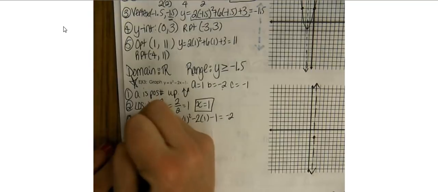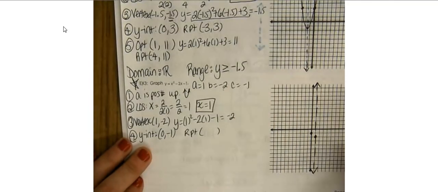Step number 4, I need to identify my y-intercept. And my y-intercept is located at 0, comma, c. And my c value is -1. So I'm going to go to where 0, -1 is, and I'm going to plot a point. And now I need to identify an RPT. That's my reflection point. So 0, -1 is 1 unit away from the line of symmetry. So if I count 1 unit on the other side, that's located at 2, -1. And that's my reflection point.